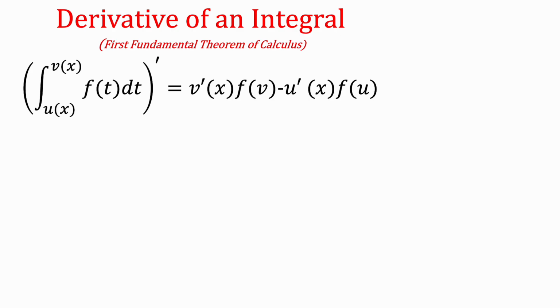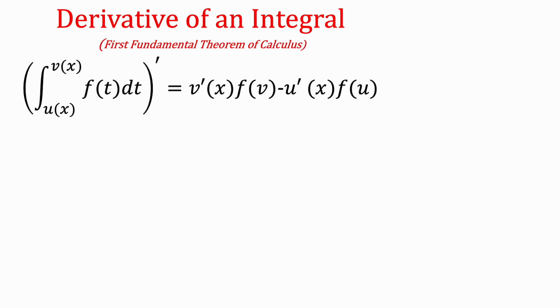The rule says first differentiate the upper limit. So we get v prime of x. Then in the function f, instead of t, we substitute the upper limit itself, v of x, minus. Now, do the same thing for the lower limit. Take the derivative of the lower limit and we get u prime of x. Substitute u of x into f. Excellent. Now what's next? It's time to solve an example.